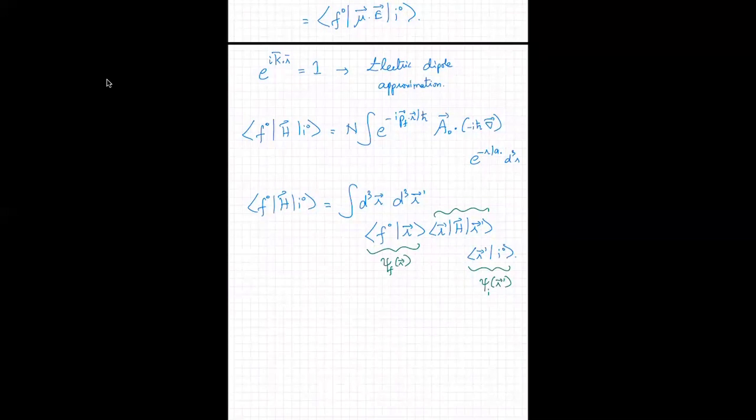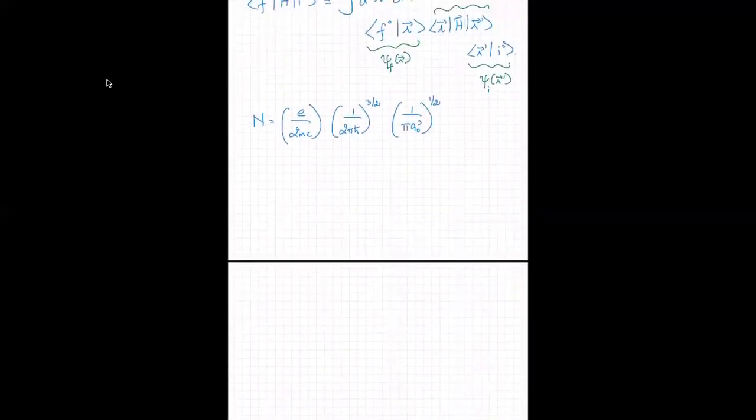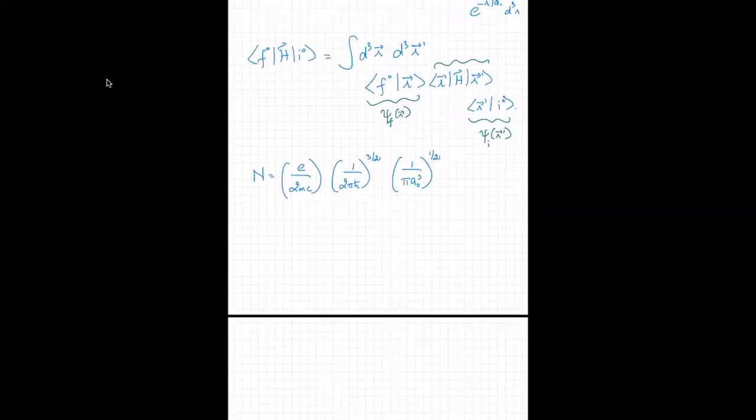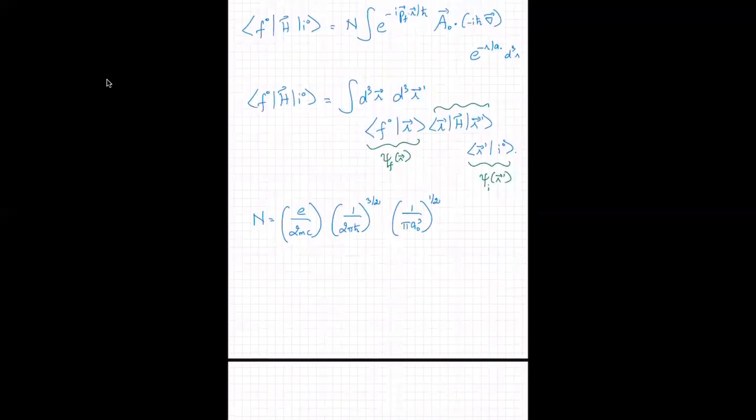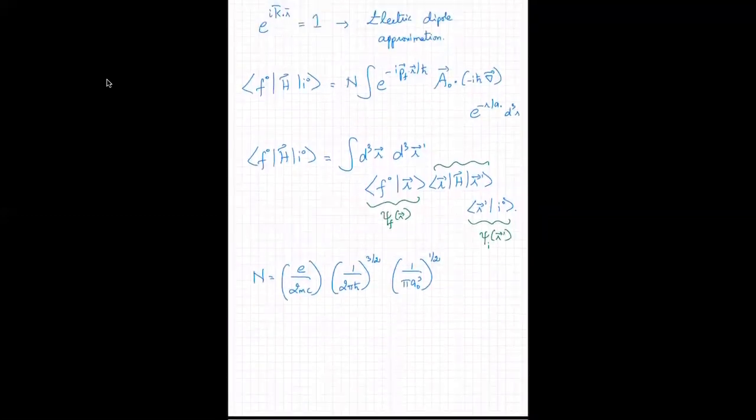So evaluating the matrix element, we get N, where N, of course, has an e over 2 m c from the H tilde part. There is a 1 over 2 pi h bar to the 3/2 from the final state wave function. And there is a 1 over pi a0 cubed to the 1/2 from the initial state wave function, the ground state of the hydrogen atom. So I'm clubbing all these things into one constant that I'm calling N. Okay. So the remaining is quite straightforward to do. I simply have to evaluate this matrix element. So the first thing that I would do is an integration by parts and push the del to the left with a cost of a negative sign.